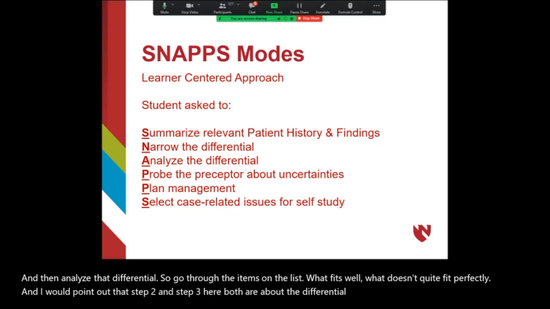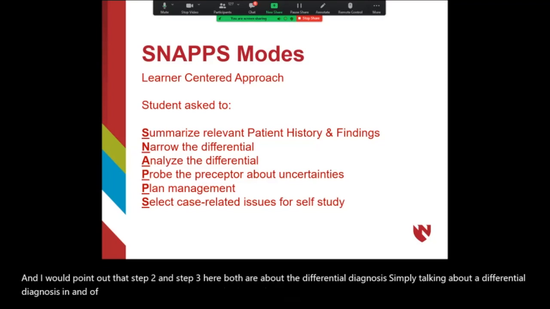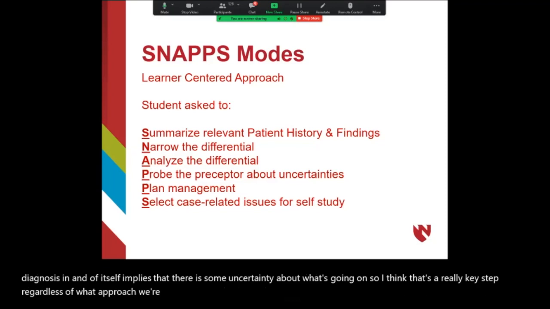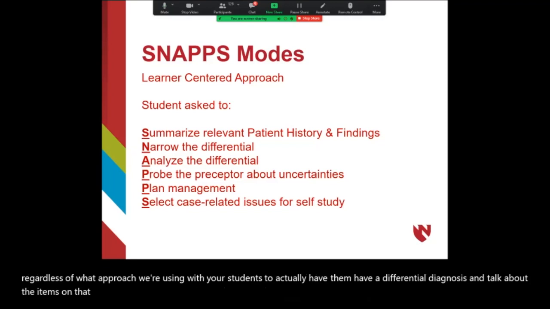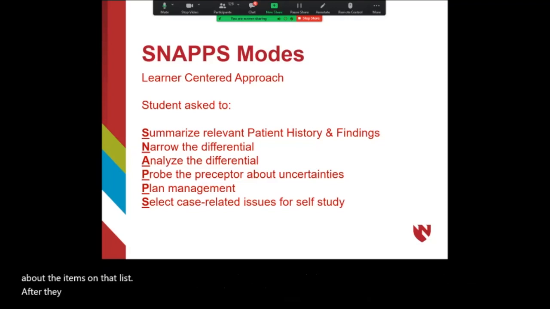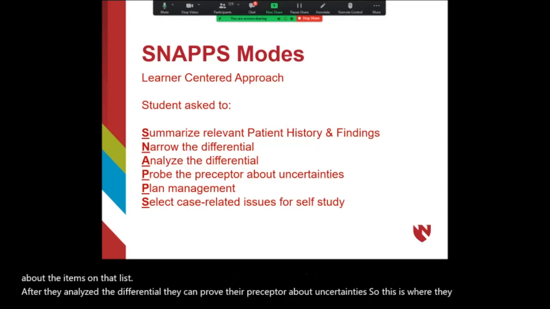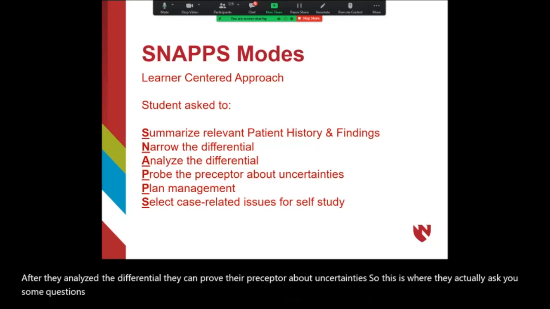Simply talking about a differential diagnosis in and of itself implies that there is some uncertainty about what's going on. So I think that's a really key step, regardless of what approach you're using with your students, to actually have them have a differential diagnosis and talk about the items on that list. After they analyze the differential, they can probe the preceptor about uncertainties. So this is where they actually ask you some questions about things that they're not clear about.